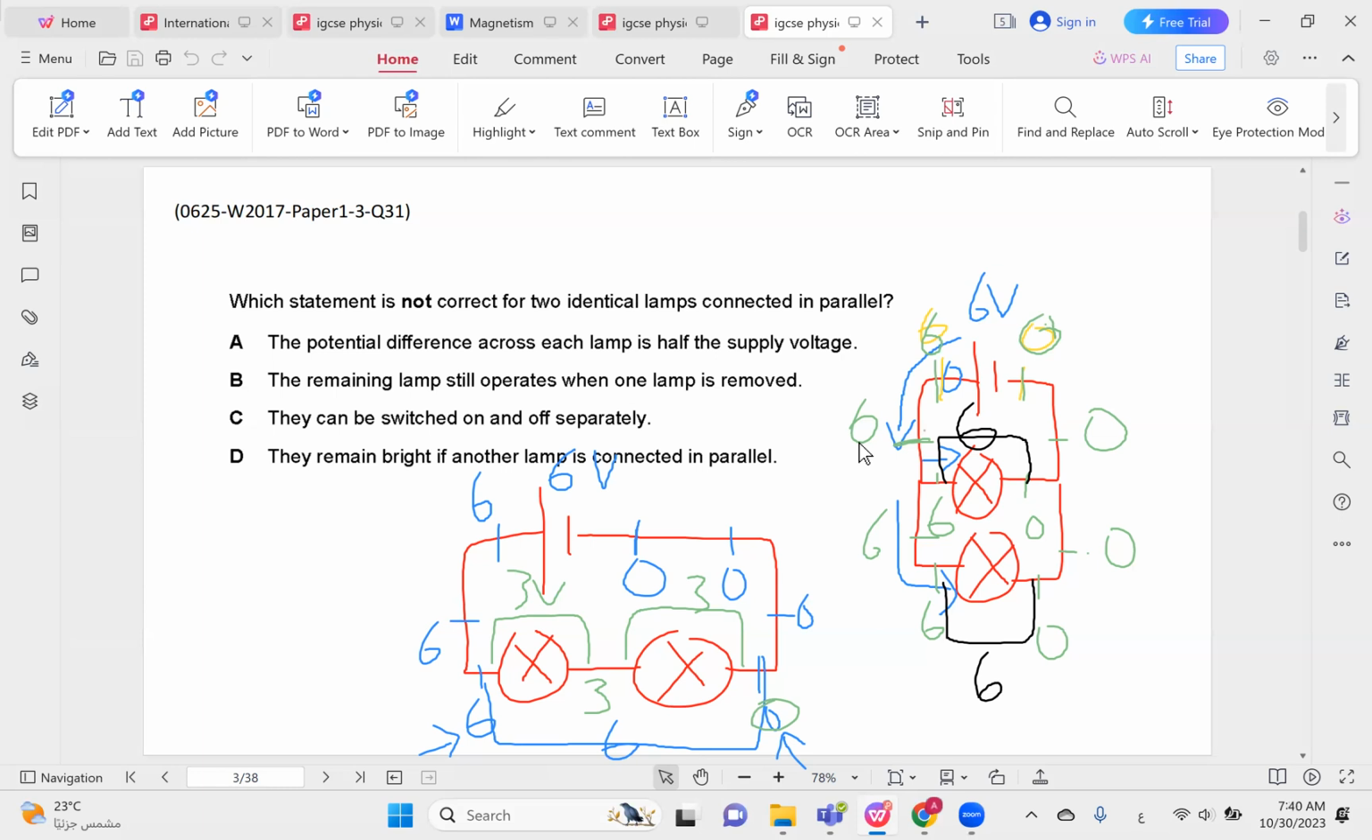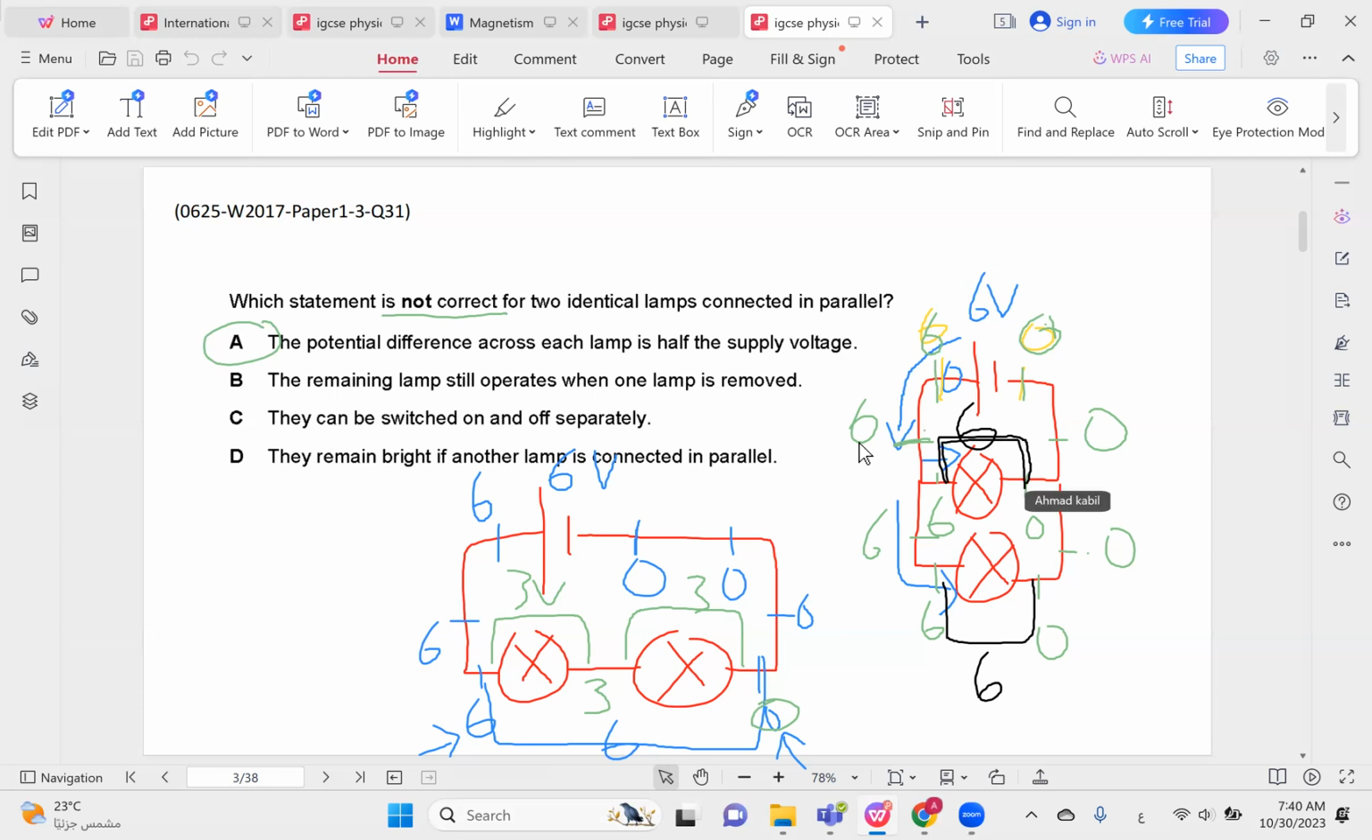Which statement is not correct for two identical lamps connected in parallel? The potential difference across each lamp is half the supply voltage. This is our choice, actually, because this is incorrect. They're looking for an incorrect statement, and A is incorrect because we just said that if they are connected in parallel, the voltage drop across each lamp is equivalent to the voltage gain across the battery.